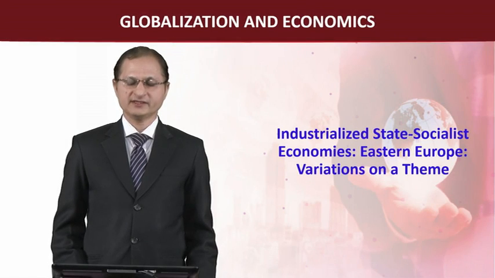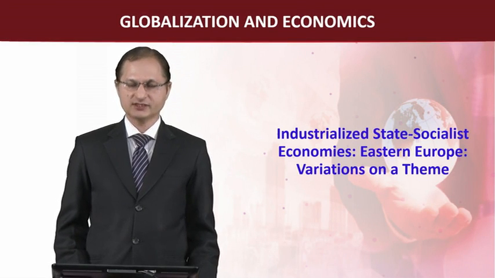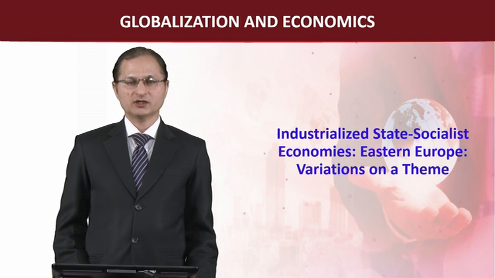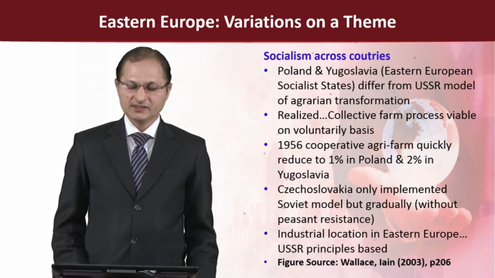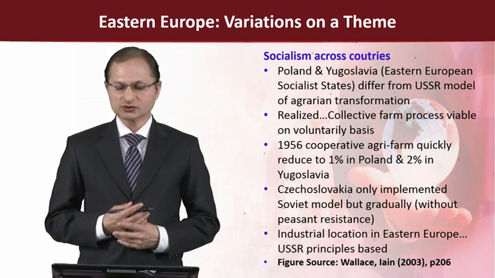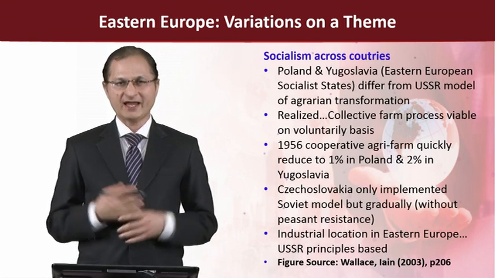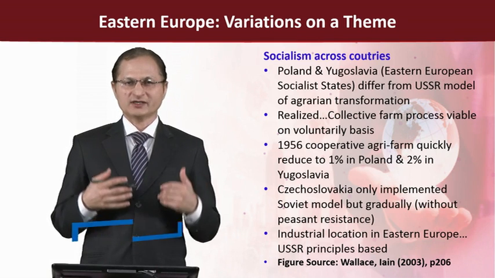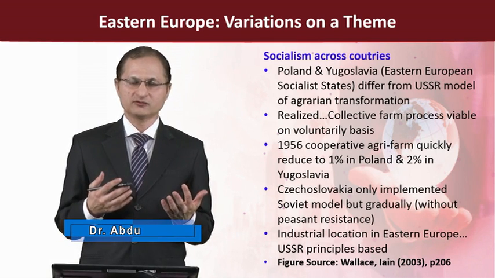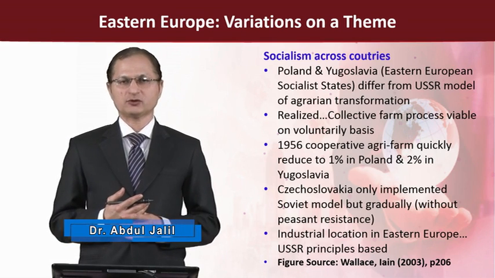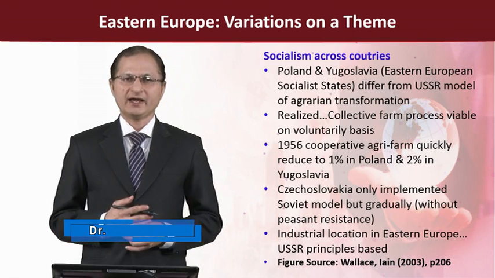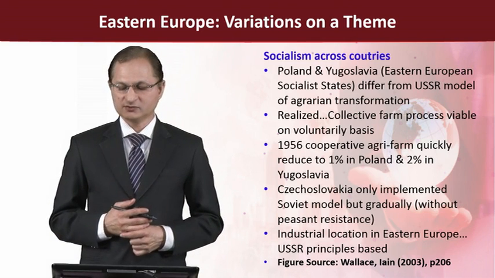This module is related to the industrialized state socialist economies. Here our focus is Eastern Europe, a variation on a theme. Basically, we try to understand socialism across countries, how it happens, what kind of outcomes and changes have been observed across these countries, or how they actually implemented it and got any kind of benefit from this process.